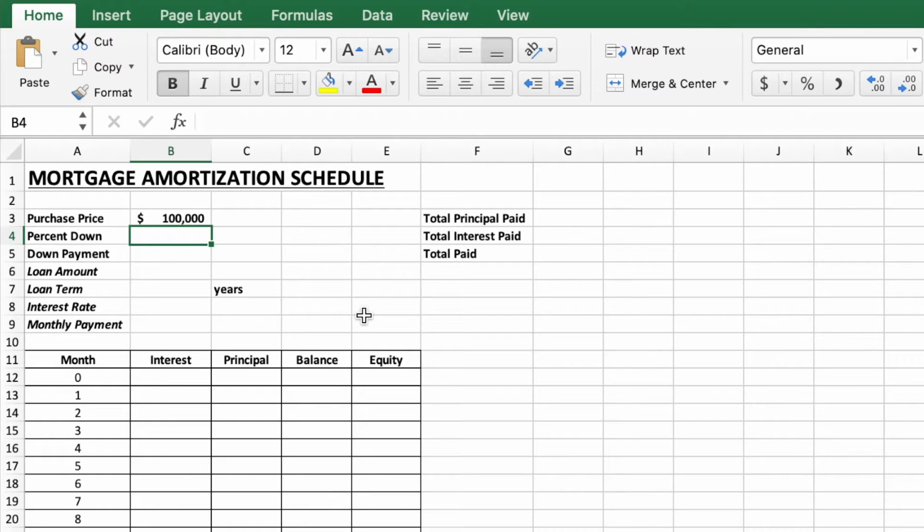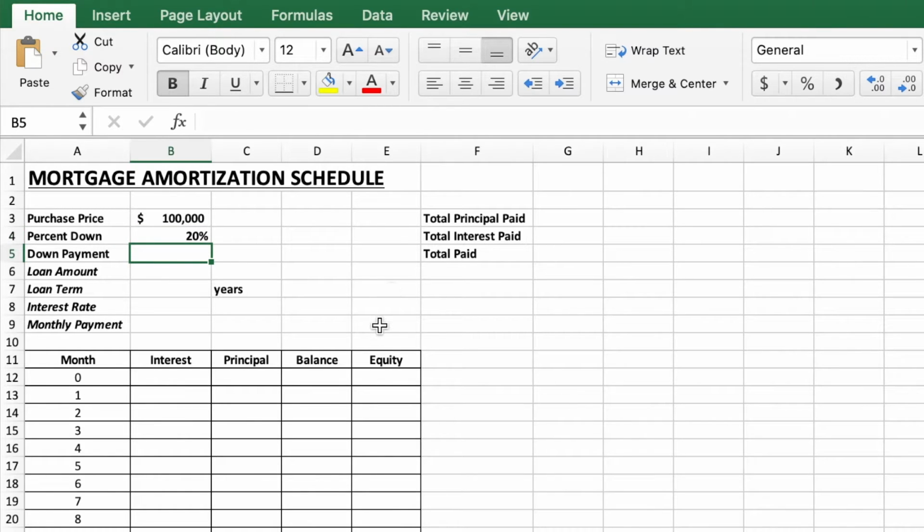So percent down, that is also something that I want to input. It's not something that Excel will calculate for me. So I'm going to say that I am putting 20% down. 20% is equal to 0.2 in decimals, and so I put in 0.2 and then I press this percent button up here and it changes to 20%.